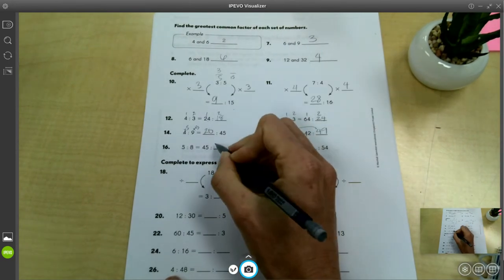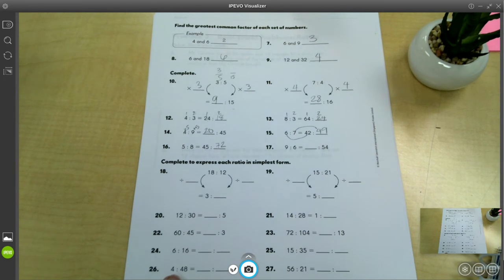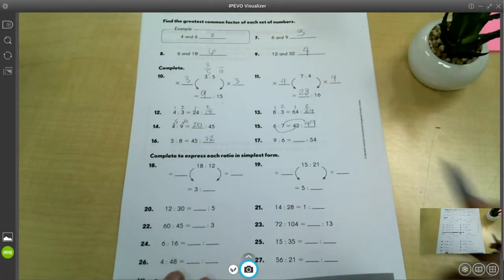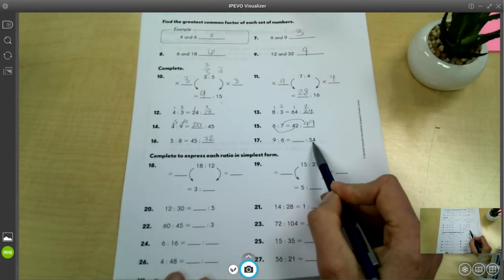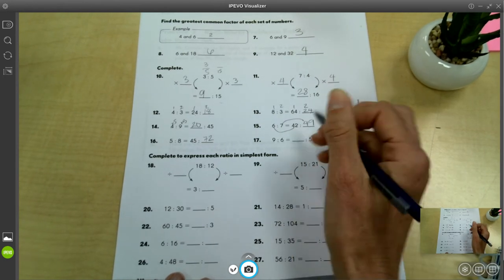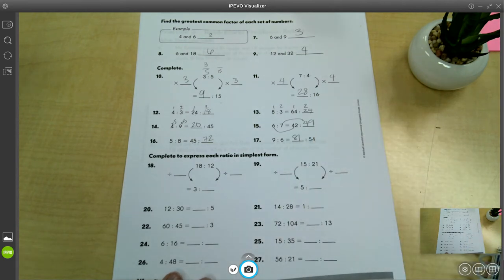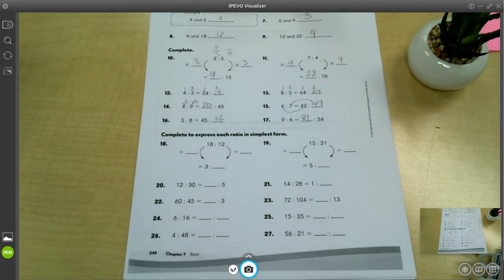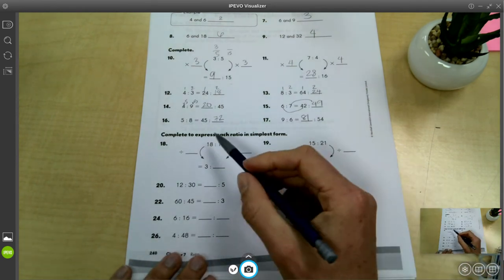All right, 5 times 9 is 45. 8 times 9 is 72. This is testing my math skills here. All right, 6 times 9 is 54. 9 times 9 is 81. Excellent. All right, we're doing simplest form, which means instead of multiplying here, we're going to be dividing everything.